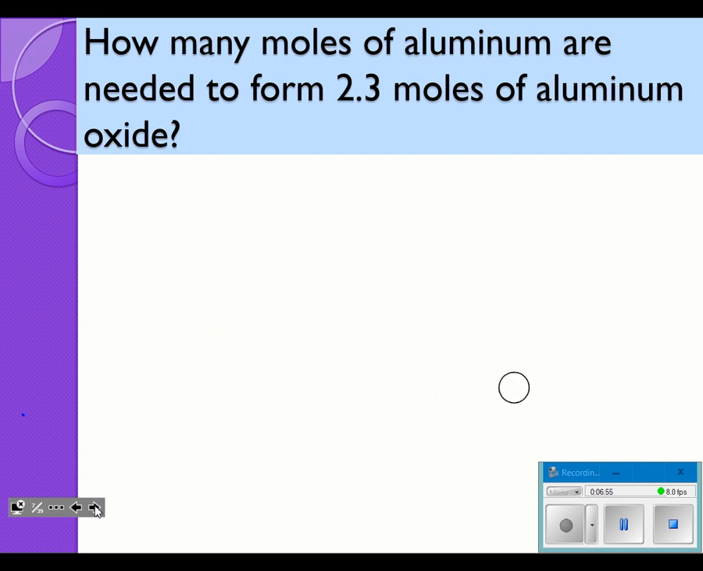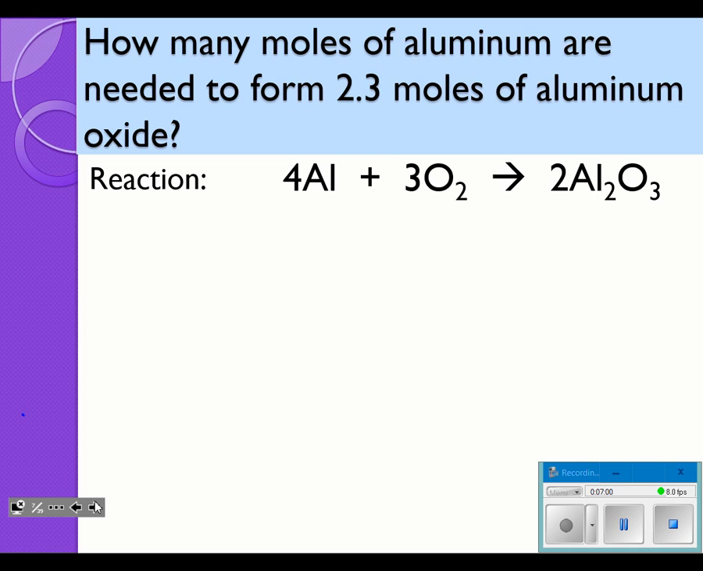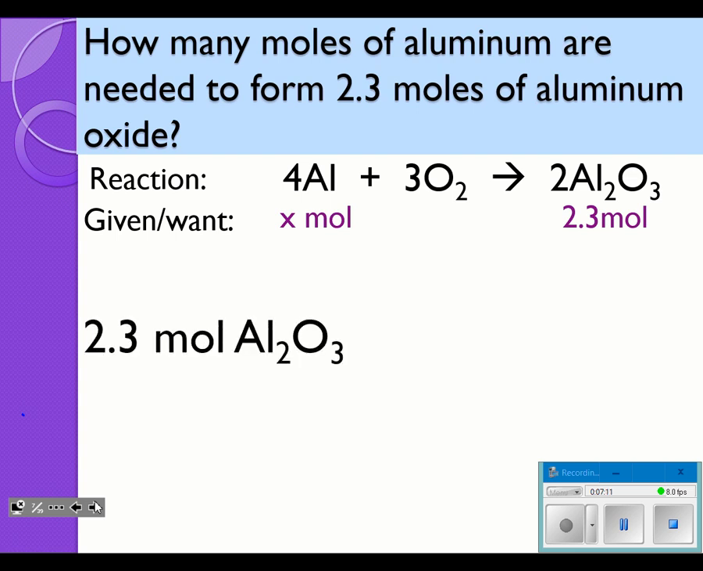Well, the first thing, like I said, we're always going to start off with a reaction, and we're going to have a balanced reaction. So I am given 2.3 moles of aluminum oxide, but I want to find moles of aluminum. So I'm going to start with what I'm given, which is 2.3 moles of aluminum oxide. And what I'm going to do is now I'm going to create a mole-to-mole ratio. So I'm starting in the middle of my mole map. Again, I highly recommend that mole map be on your paper and you can access it at all times. If you're in class and you're listening to this, you might want to make sure you have it on your note card that you get to use.